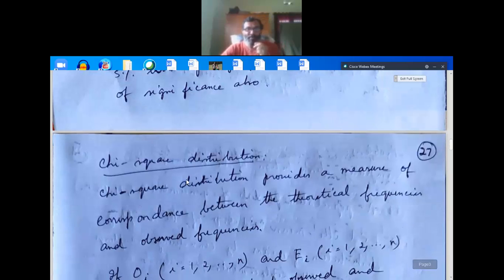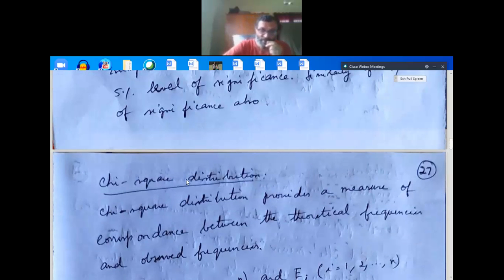Now, the very important part, surely one question will be there in this: students t distribution. The other important topic is the chi-square distribution, the last concept in this. Chi-square is written as CHI, pronounced chi-square. The chi-square distribution provides a measure of correspondence between the theoretical frequencies and observed frequencies. First of all, you should know the use of this distribution.